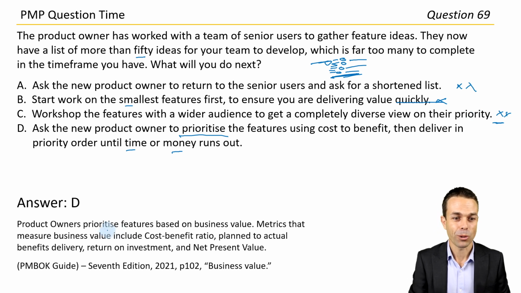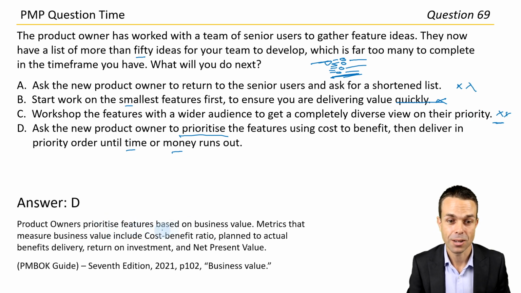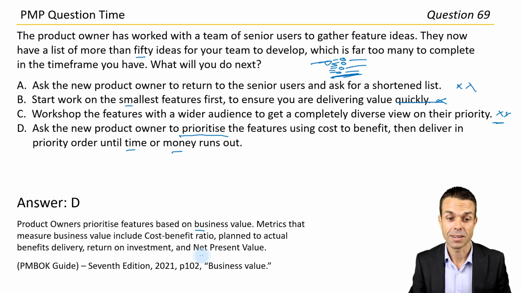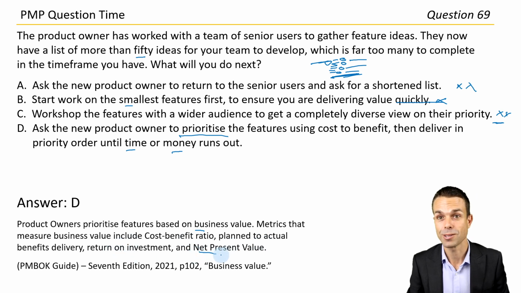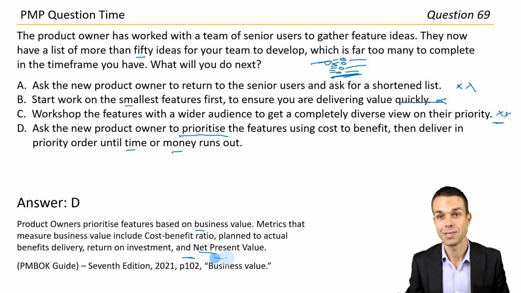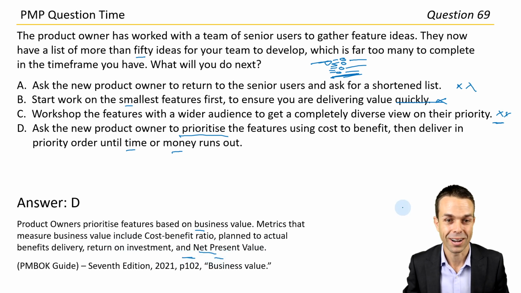Wonderful work. Product owners prioritize features based on business value. Metrics that measure business value include cost to benefit ratio, planned to actual benefits delivery, return on investment, and net present value. So all of those things, good metrics to know. Page 102 under business value in the PMBOK guide.